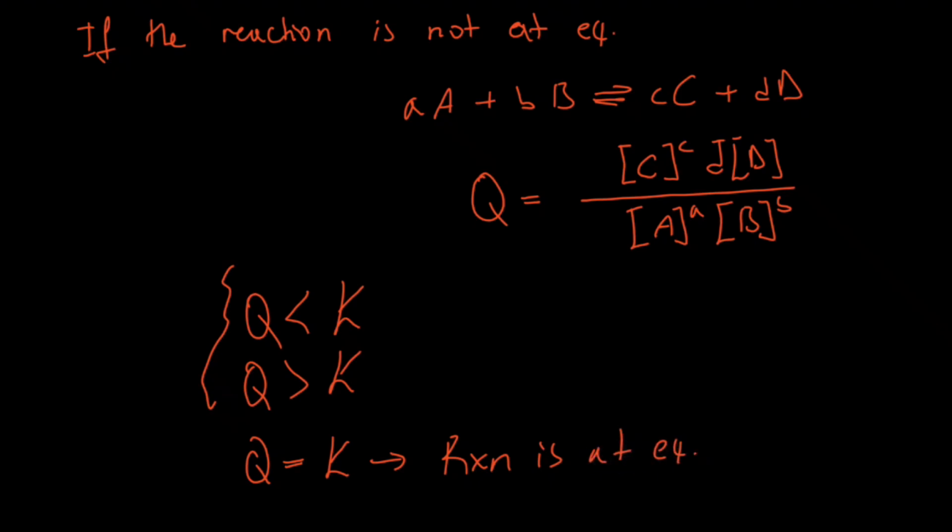But if it is not the case, if Q is bigger than K, then the reaction goes to the reactants. And if Q is smaller than K, it means that the reaction goes to the products. So it is just basic math, right? It is easy to understand.